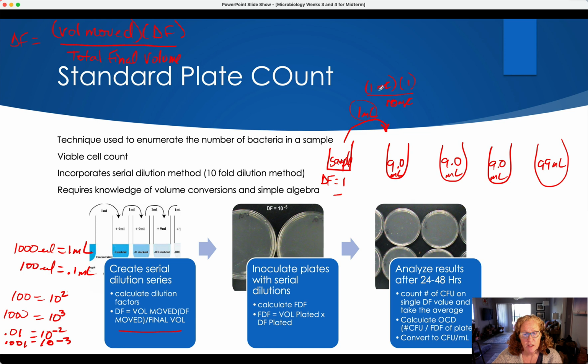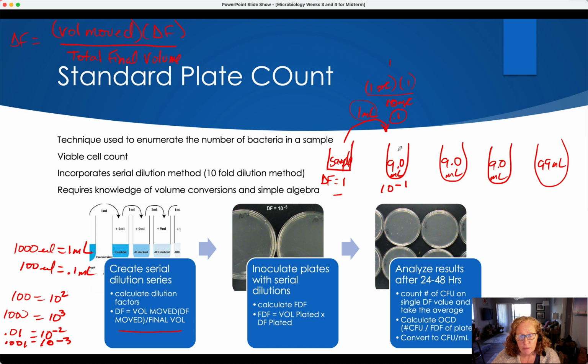My milliliters cancel out, my units cancel out. 1 times 1 is 1. Divided by 10 is 0.1. This is my 10 to the negative 1 dilution. I always convert the result of my equation into scientific notation.